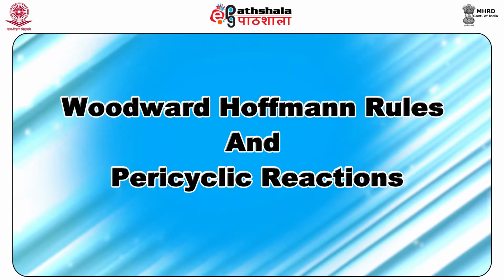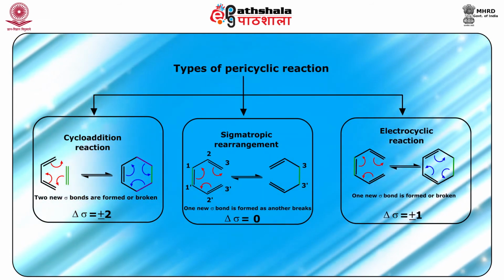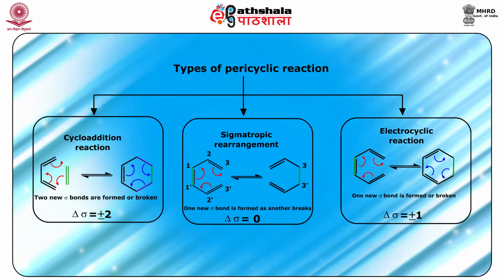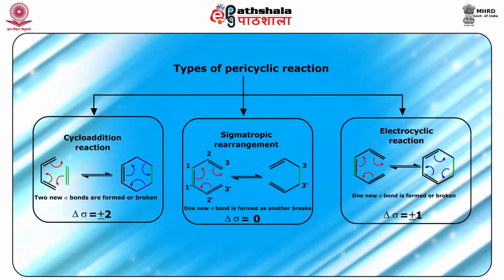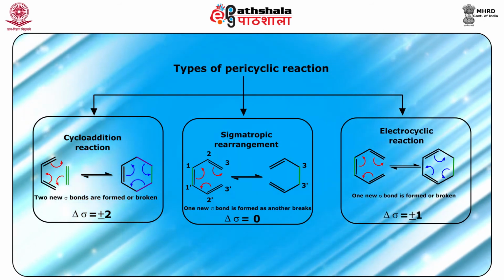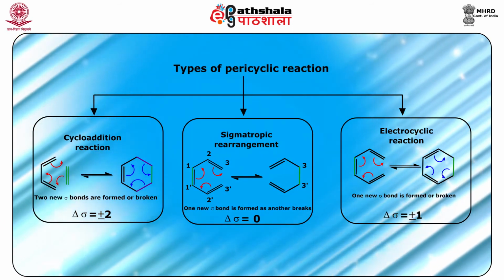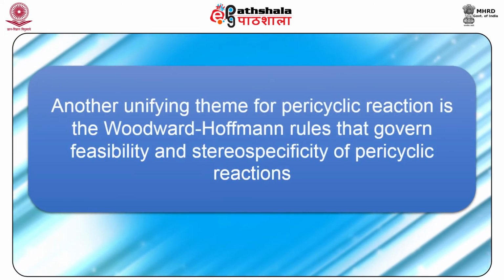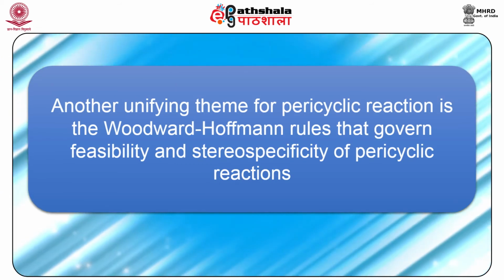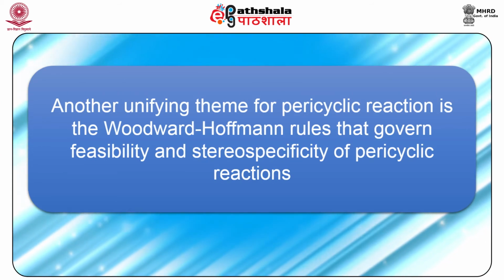Next, let us look at the Woodward-Hoffmann rules and pericyclic reactions. Out of the 4 types of pericyclic reactions, 3 types of reactions can be distinguished by the number of sigma bonds made or broken. The following diagrams give us a summary of number of bonds formed or broken, depending upon the type of pericyclic reaction. Another unifying theme for pericyclic reaction is the Woodward-Hoffmann rules that govern feasibility and stereospecificity of pericyclic reactions.